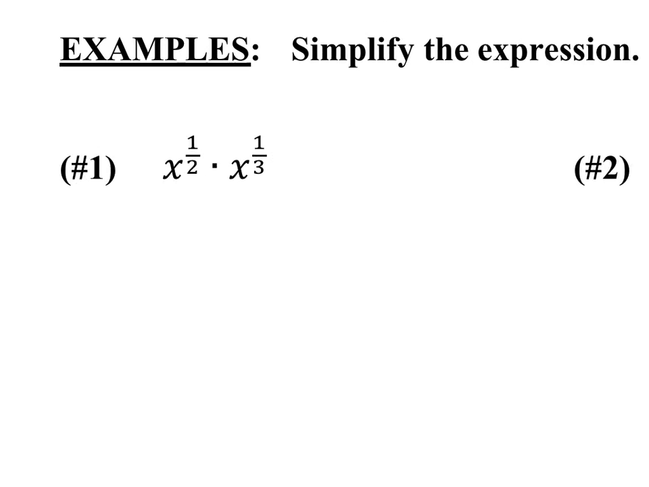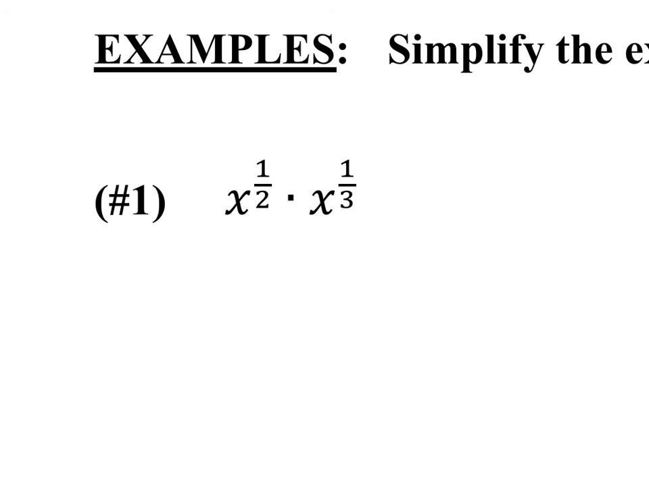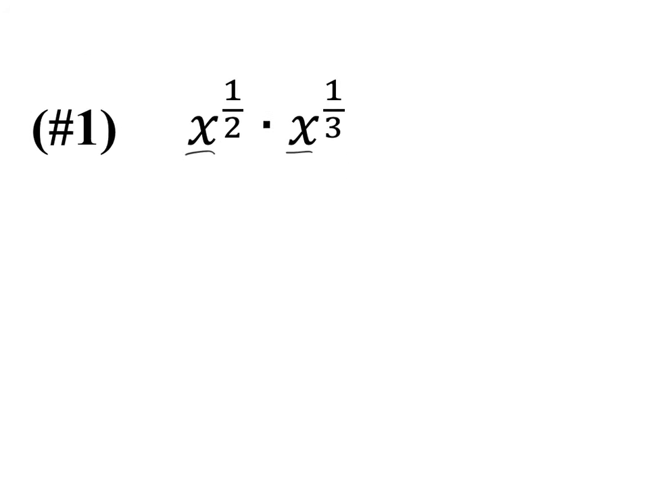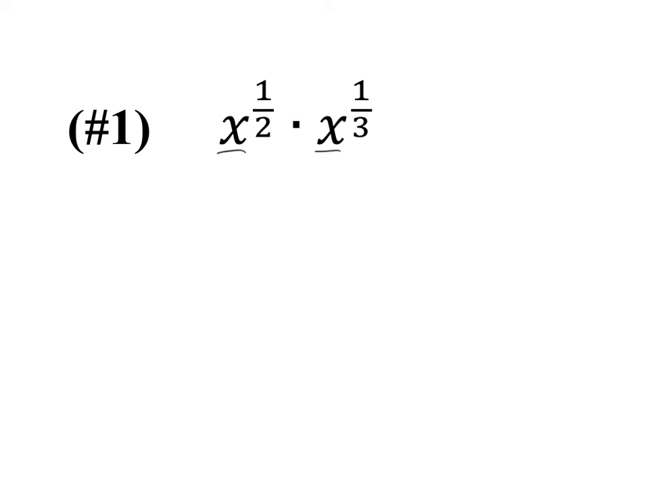So number 1 is x to the 1/2 times x to the 1/3. See if you can give this one a try, and we'll go over it in a sec. Okay, it looks like we are multiplying two rational exponent expressions where they have the same base. When we multiply with the same base, do we multiply, add, or subtract the exponents? We're going to add the exponents. x to the 1/2 times x to the 1/3 is going to be x to the 1/2 plus 1/3.